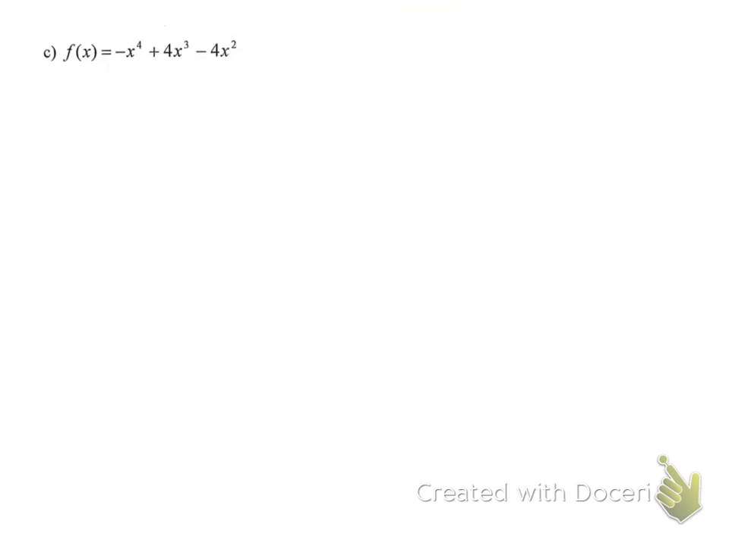So letter C is different. I don't have 4 terms, so I can't go right into grouping. I can look at this, and I do have a GCF of an x squared, so I will take out an x squared to begin this problem. So when I do that, I'm left with a -x squared plus 4x minus 4.